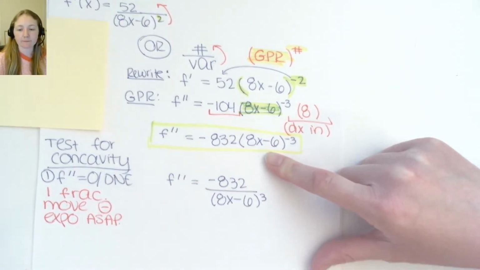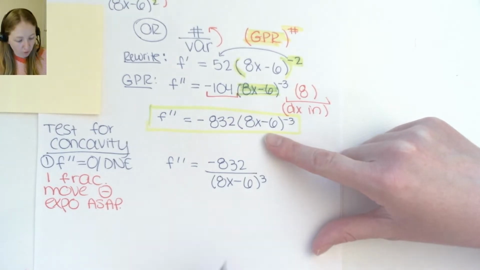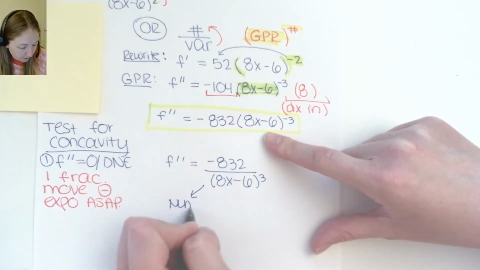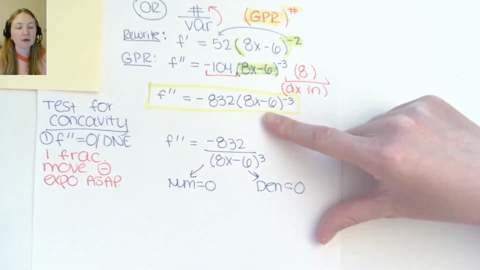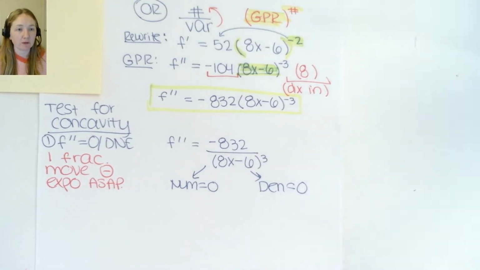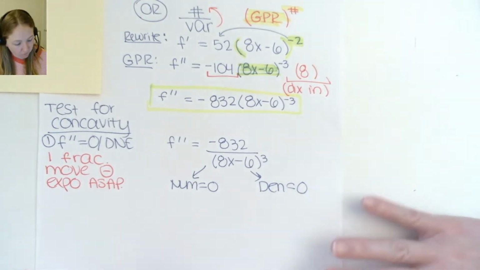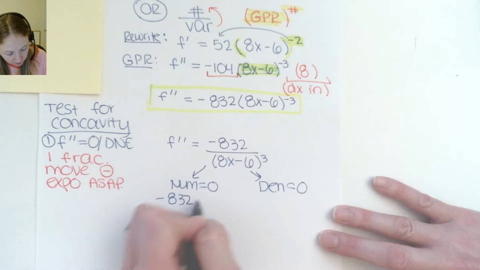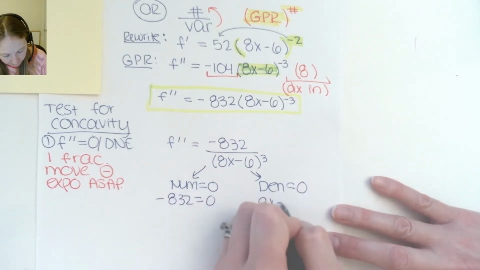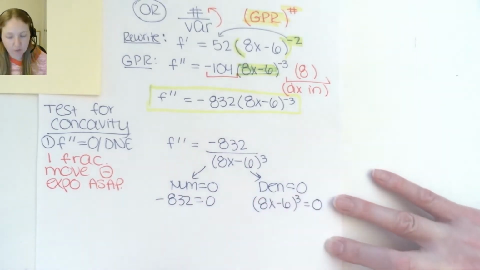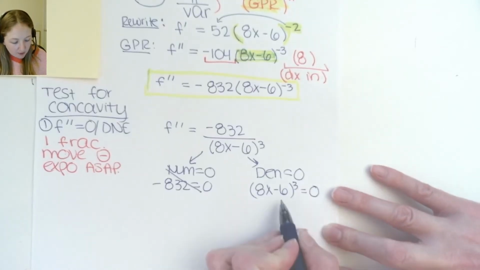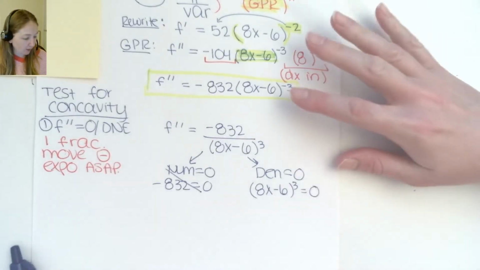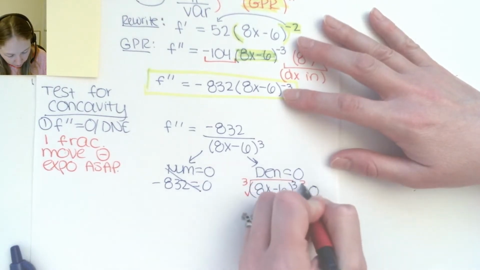(8x minus 6) to the third power. And then just like we did before, set the numerator equal to 0 to find where the second derivative is equal to 0, and the denominator equal to 0 will give us where the second derivative does not exist. So that gives us negative 832 equals 0, and then (8x minus 6) to the third equal to 0. Again, there's no x here to solve for, so completely ignore the negative 832.